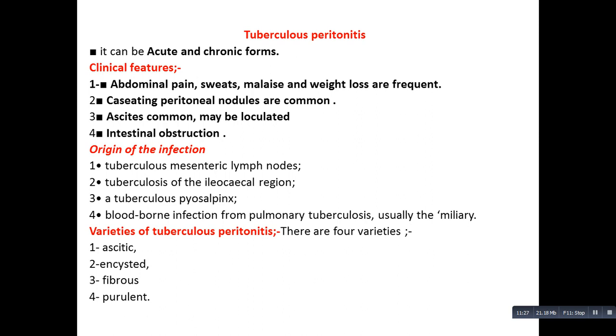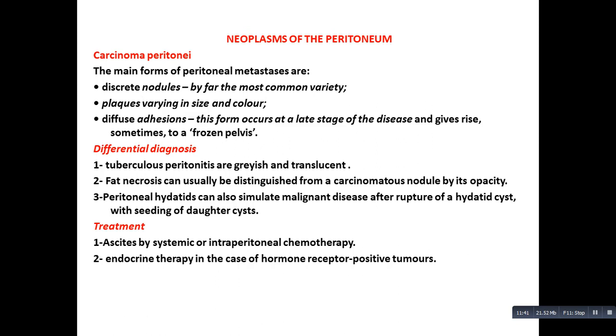There are four varieties of tubercular peritonitis: the patient may come with ascites, or cystic, or fibrous, or purulent. Neoplasm of the peritoneum, carcinoma peritonei: the main forms of the peritoneal disease are discrete nodules or plaques, varying in size or color, or diffuse adhesions. This form occurs at a late stage of the disease and sometimes gives rise to a frozen pelvis.